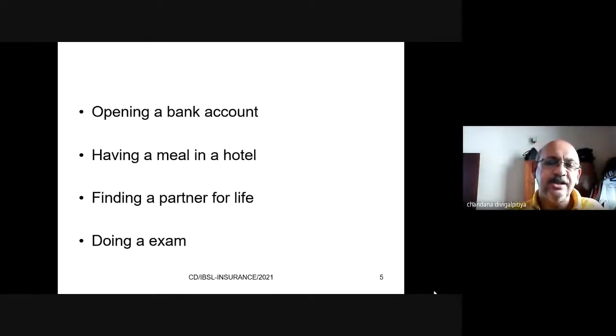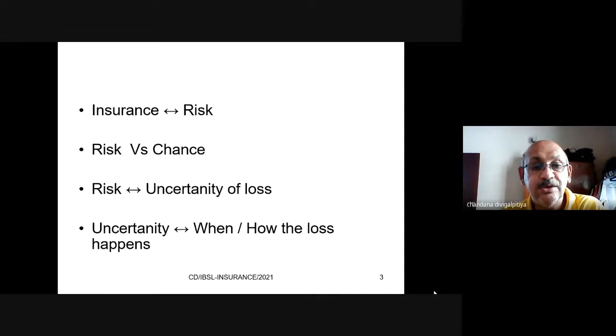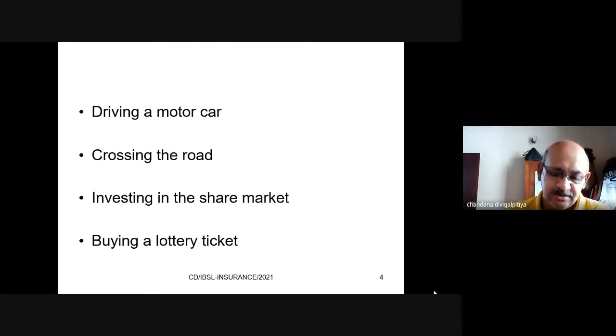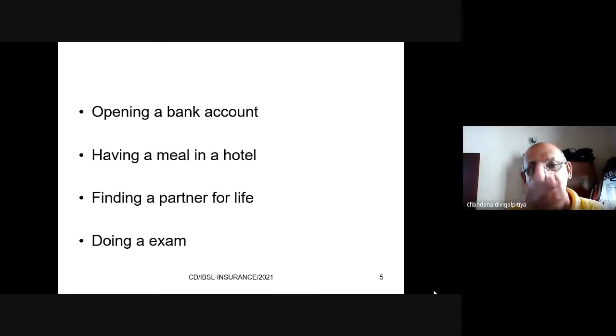So those are the definitions, because you need to understand these two words. This can tell, because very commonly people misinterpret and misuse them in different contexts. So basically, the word chance does not go with insurance. Last two points, share market, buying a lottery, those you can't insure. Similarly, all these four examples you can't insure.